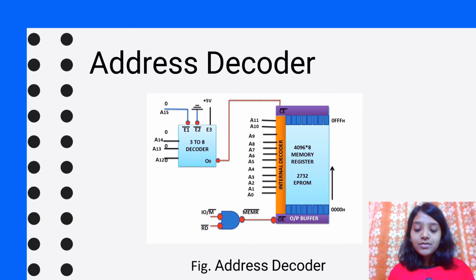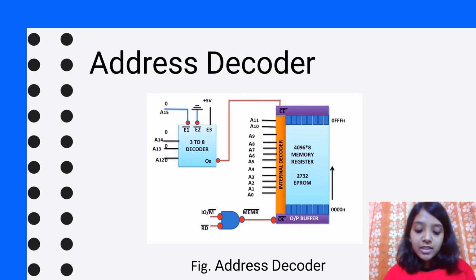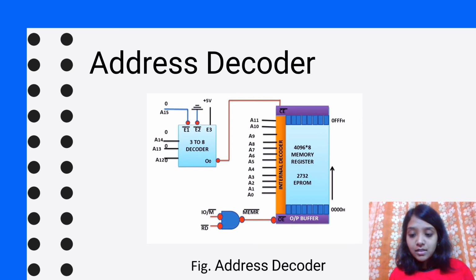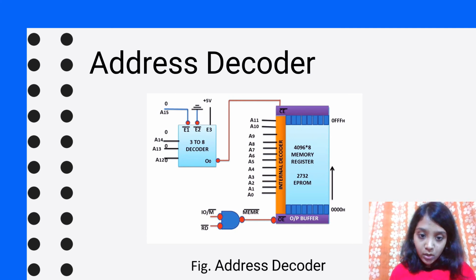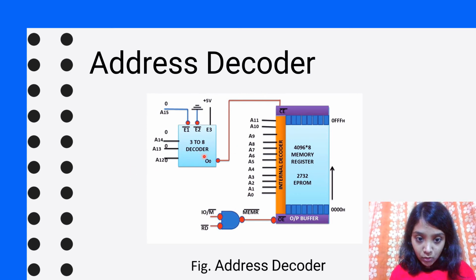So here we have the figure of an address decoder. While reading data from the memory, it is important to decode the address. Hence, a decoder is associated with the memory. This memory isn't found in the CPU, as we all know. So I'll explain the components of the memory. Here we have a 3 to 8 decoder.